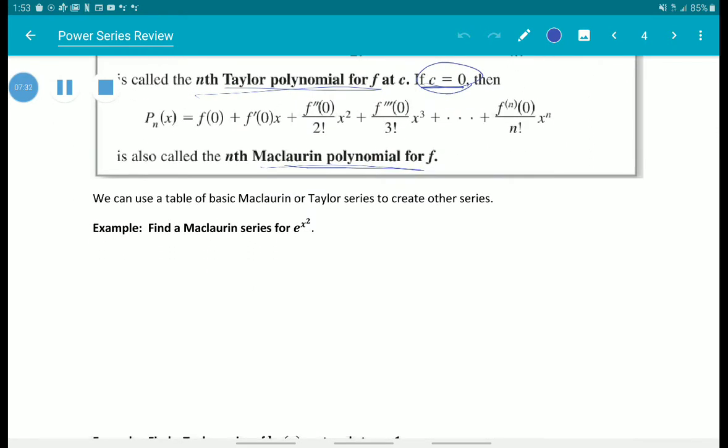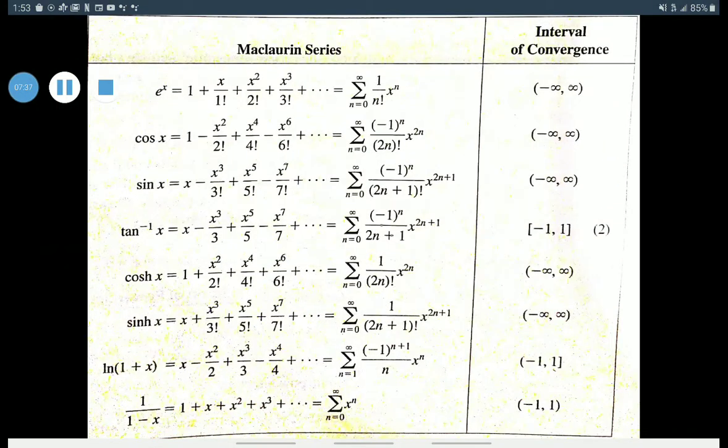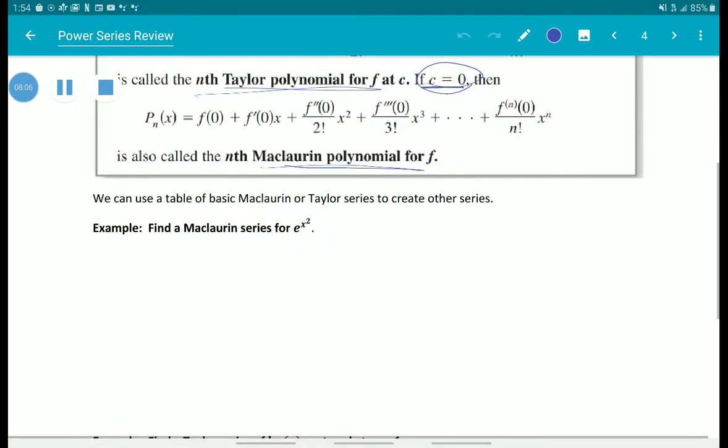So we do have a table of basic Maclaurin series over here. This is from your textbook. I'll provide this for you in Blackboard. Notice it's giving you a few terms. It's telling you what the series is going to look like, and it's giving you the interval of convergence here, which is nice. And what we want to do is we can use this table to actually build other series for other transcendental functions. So let's look at a few examples.